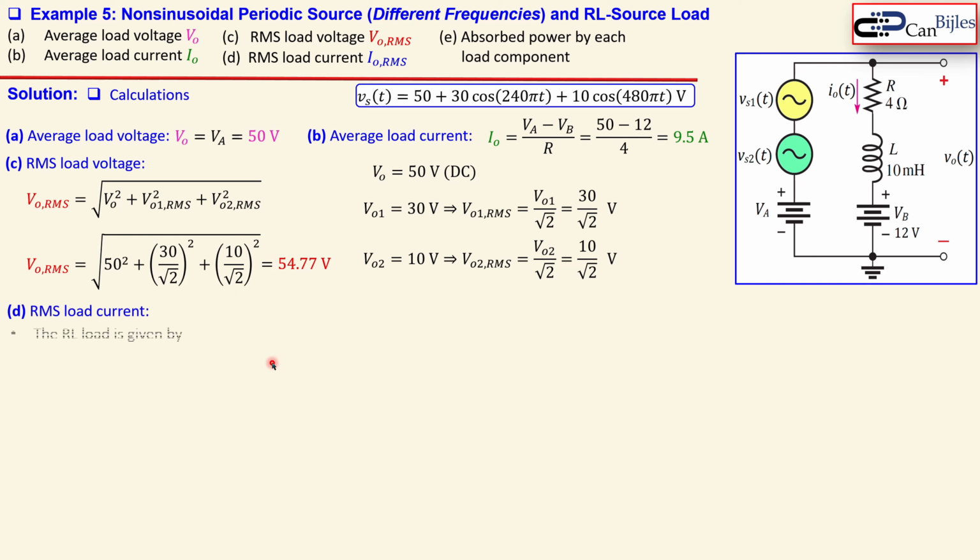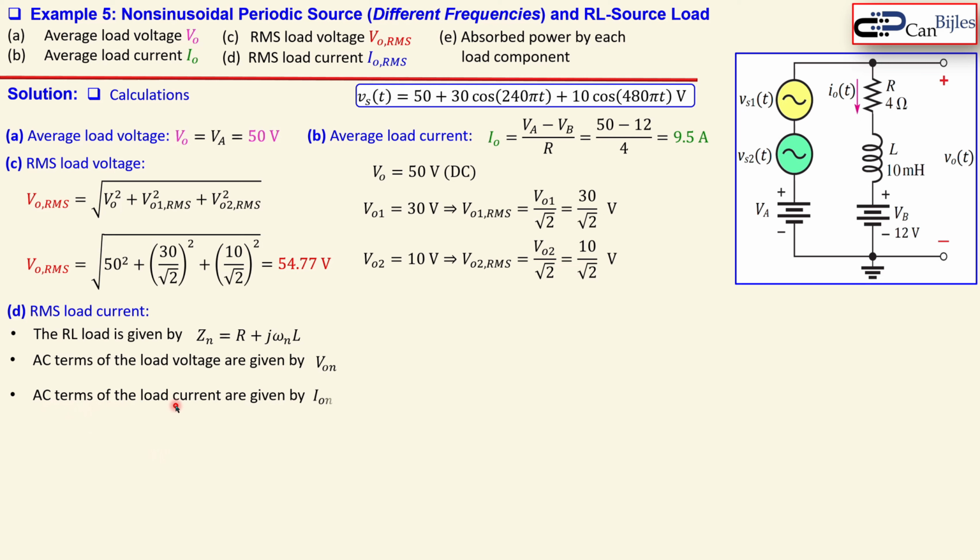The RMS load current is found using the impedance form of this load. We have now the RL load, which is given by this impedance, R plus j omega L. Again, we need to look at the separate frequencies, so we have two different frequencies. The AC term of the load voltage is given by this expression, and the AC term of the load current, using Ohm's law, by this expression. So we need to go one by one.